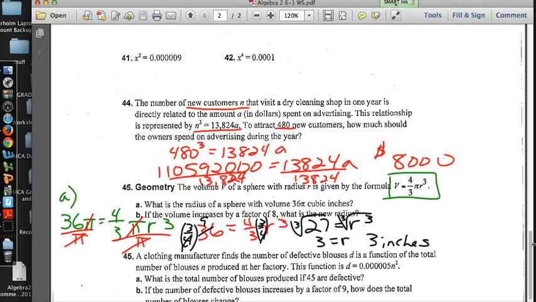Now problem B says, if that volume increased by a factor of 8, what's your new radius? Well, let's see, it was 36 pi, but increasing that by a factor of 8, you do a little multiplication there, and that's going to get you 288 pi. So that would be your new volume.